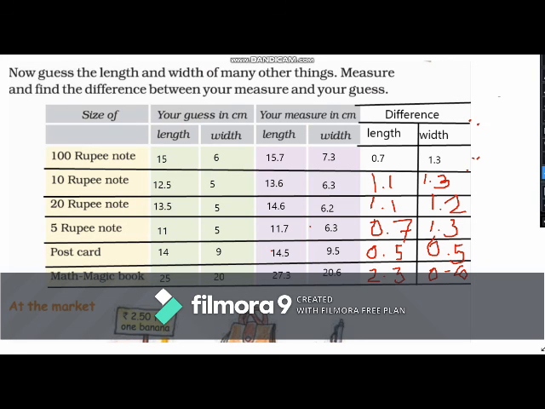Children, here is the end of this session. You have learned how to subtract decimal numbers in this session. So practice the subtraction of decimal numbers. This is your homework. Thank you.